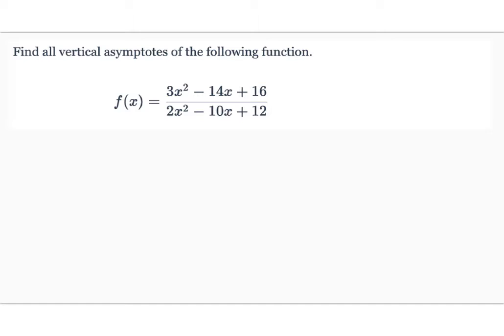What we're really doing when we're finding undefined things is looking for vertical asymptotes. And the key to this is always going to be factoring things. When we are trying to find vertical asymptotes, we're looking for undefined values that don't cancel out. We're going to talk a little bit more about that in a few minutes.